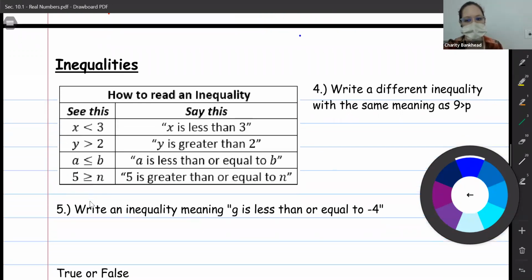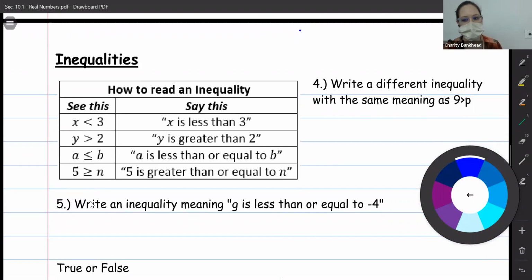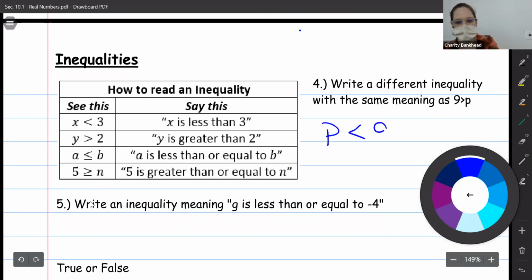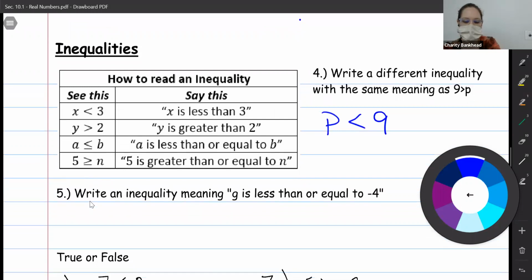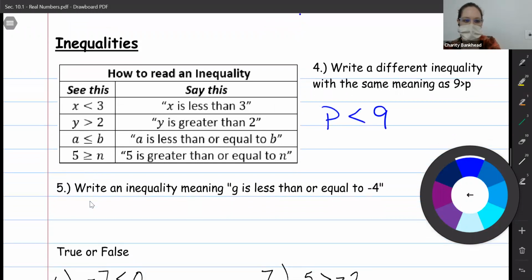So write a different inequality with the same meaning as 9 is greater than P. So that's the same thing as saying P is less than 9. And number 5, write an inequality meaning G is less than or equal to -4. So that looks like this.